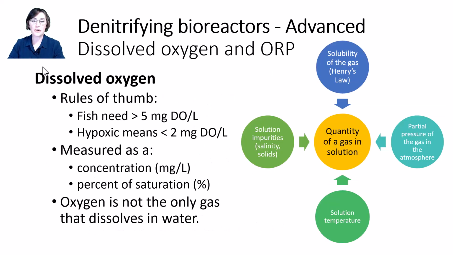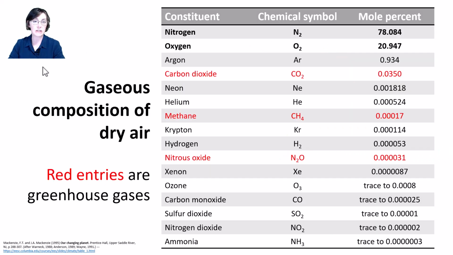The last thing I'll mention about dissolved oxygen is that it is not the only gas that dissolves in water. In fact, many gases dissolve in water, and the quantity of any gas that dissolves into a solution is controlled by these 4 factors. I'll just go through a couple of these, starting with partial pressure of gas in the atmosphere. When you're at 1 atmosphere, like at most locations on the Earth's surface, the partial pressure of a gas equals the mole percent, or mass fraction, of that gas in our atmosphere. That's what I'm showing in this table.